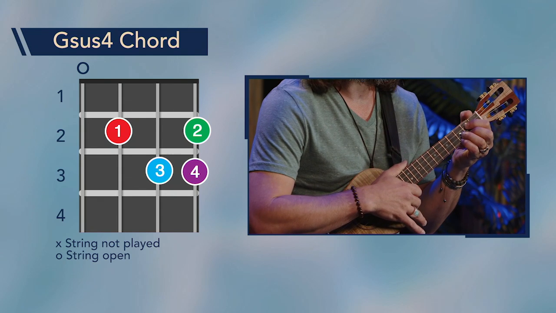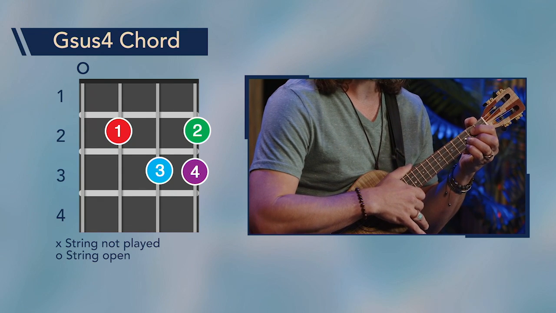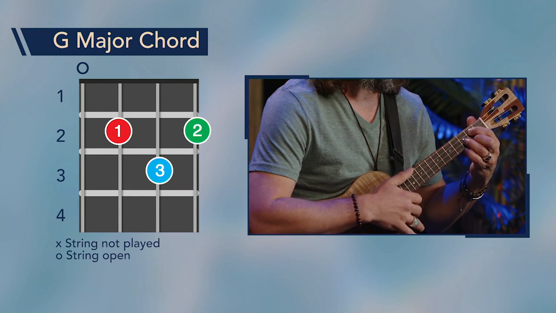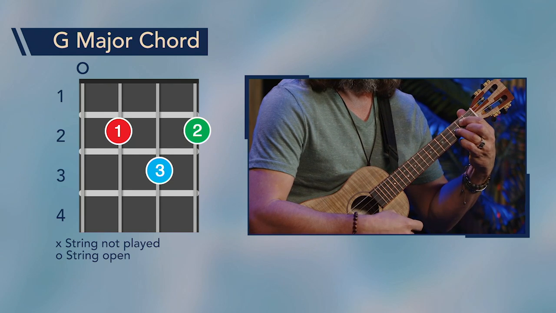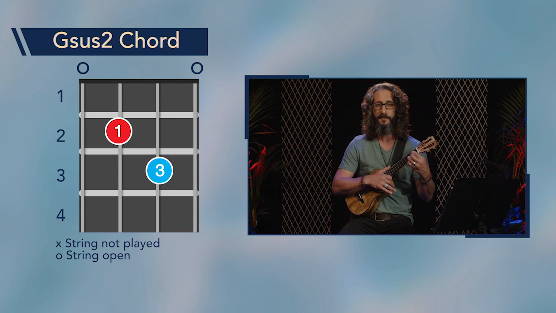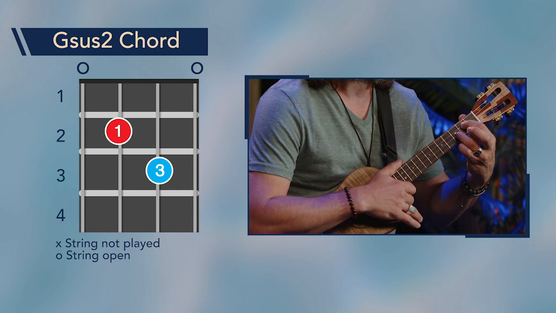Beautiful. That's G sus4. Now, remove your pinky so we're back on the normal G chord. Go ahead and strum that one time with me. Very good. Now, in order to play a G suspended 2 or a G sus2 chord, all we have to do is remove the middle finger from string 1, like this.